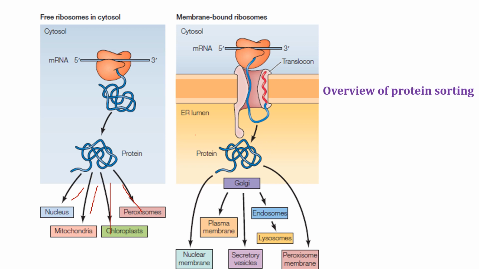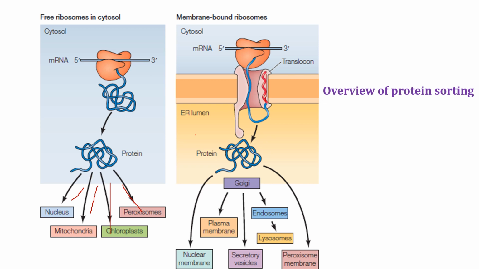In contrast, consider proteins synthesized on membrane-bound ribosomes, that means ribosomes bound to the ER membrane. This is the ER lumen, the cytosol side of the ER, the mRNA, and the protein. This protein is translocated directly into the ER through the translocon. This is the transmembrane protein, with the translocon leading into the ER lumen. This protein contains a signal sequence, indicated in red, that is cleaved during translocation.